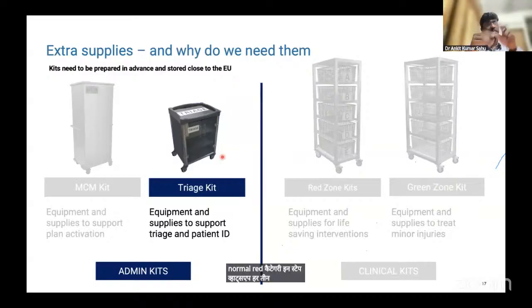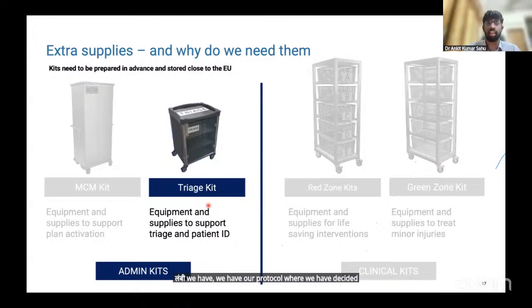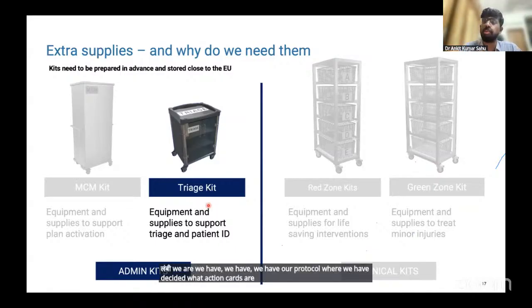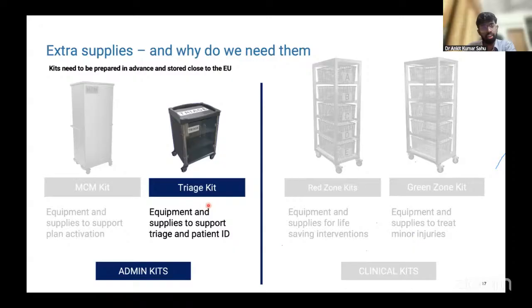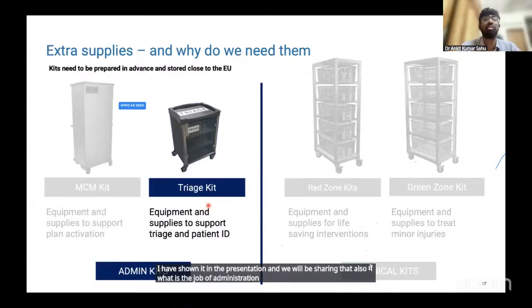Third thing, the patient is entering, someone must be tracking. So there must be tracking sheets available. Just numbers. Number one patient, where did he go? Second patient walking, where did he go? Third patient, where did he go? Like that. Another thing needed is always have action cards. We have our protocol where we have decided what action cards are needed. I have shown it in the presentation and we'll be sharing that also. Action card means what is the job of the triage assistant, what is the job of the triage in charge, what is the job of the security guard, what is the job of the admin staff who is just tracking the patients.